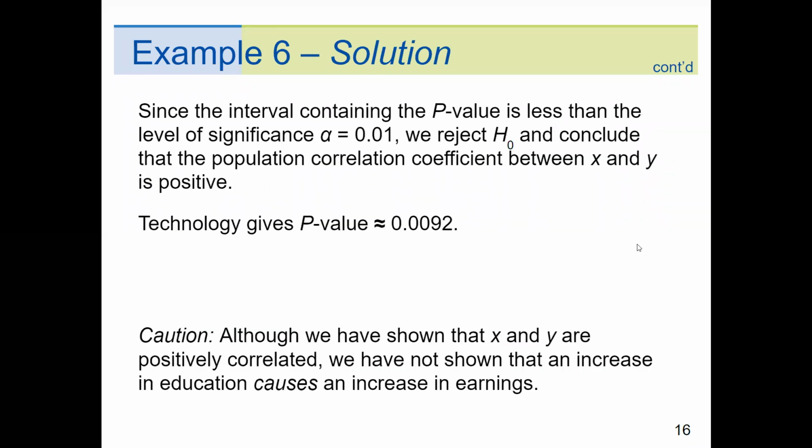Since the interval containing the p-value is less than the level of significance of alpha equal to 0.01, we reject the null hypothesis and conclude that the population correlation coefficient between X and Y is positive. Technology gives a p-value of about 0.0092. Caution, although we have shown that X and Y are positively correlated, we have not shown that an increase in education causes an increase in earnings.